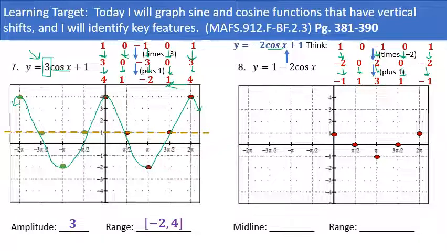So it's going to be -1, +1, +3, +1, and -1. And this makes sense because it's a negative graph, so it should start at the bottom point instead of the top point. Let's work this backwards.